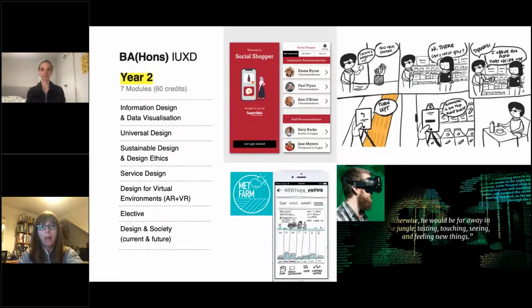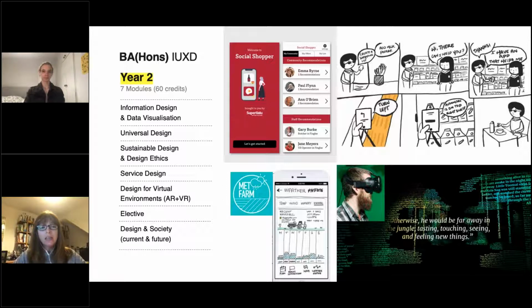So for example, if you were designing something like a shopping app, one of the projects that we did with students is a universal design project, which is about accessibility, designing things like apps or technologies or services to make them accessible to people who might have particular needs. For example, visually impaired people, people in wheelchairs, elderly people. And this particular project on the screen, the social shopper, was designed for elderly shoppers, and that was a real project done in conjunction with SuperValu.